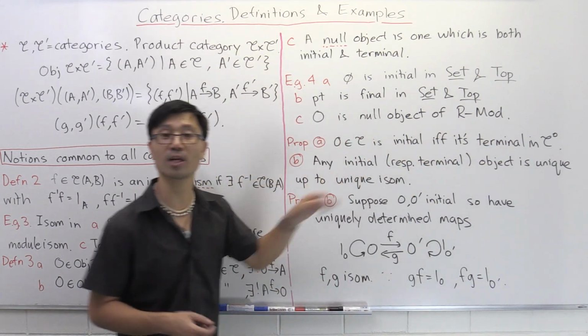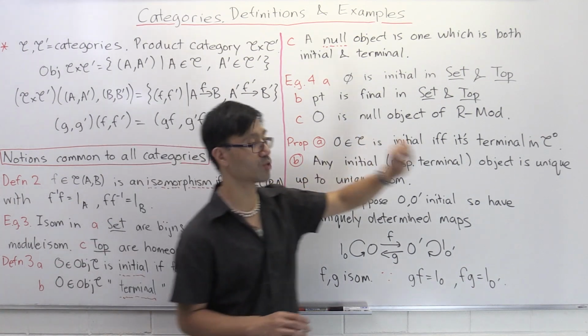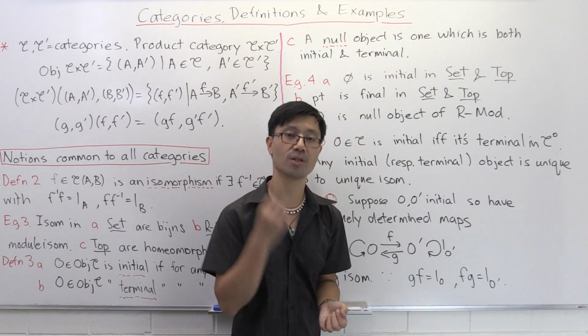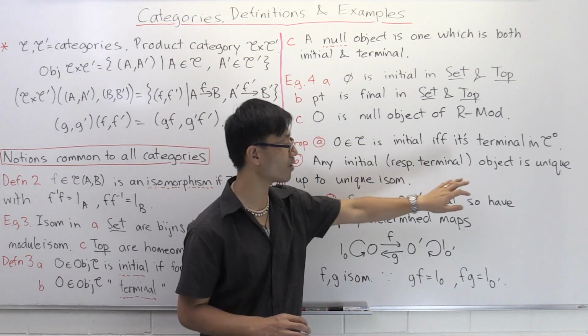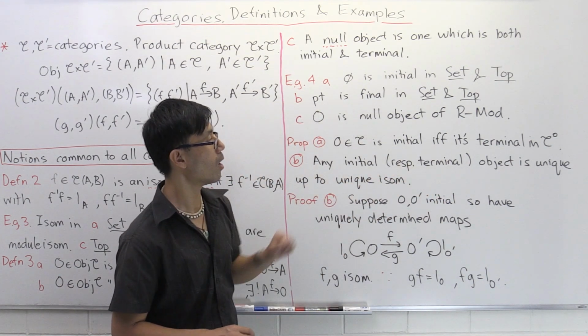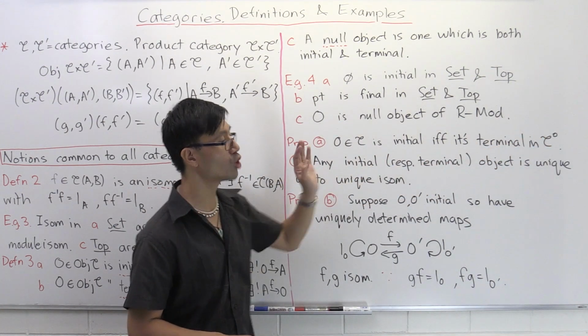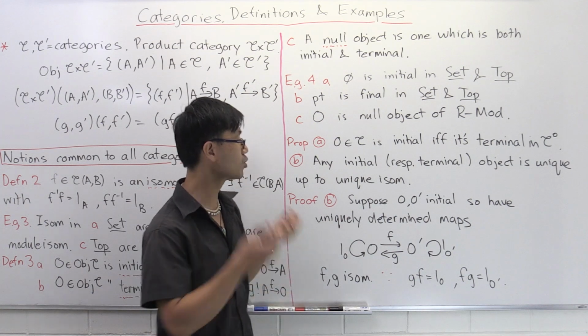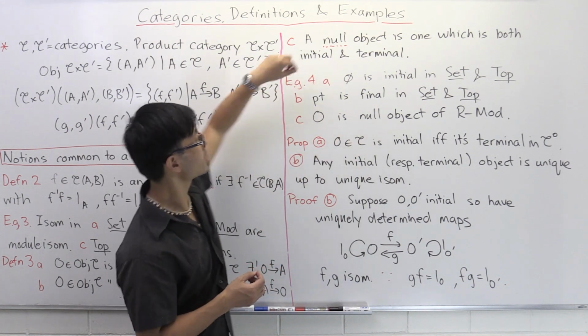Okay, so let's look at part B, which is an interesting result here. Any initial object is actually unique up to unique isomorphism. Okay, so this needs a bit of unraveling what it means. Also, if you apply this to the opposite category, this will show you that any terminal object is unique up to unique isomorphism. Well, let's have a look at this example here.